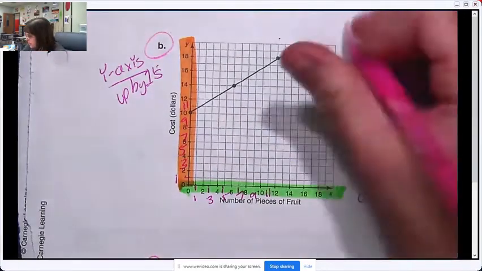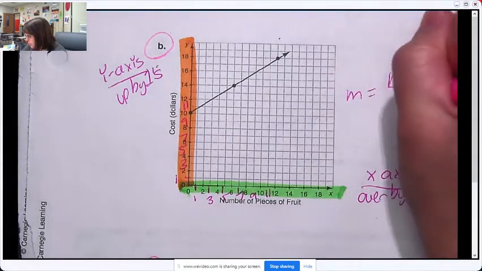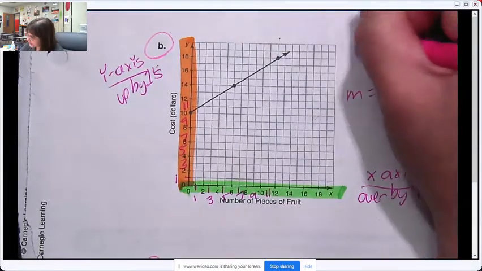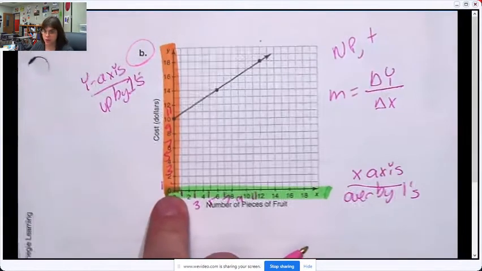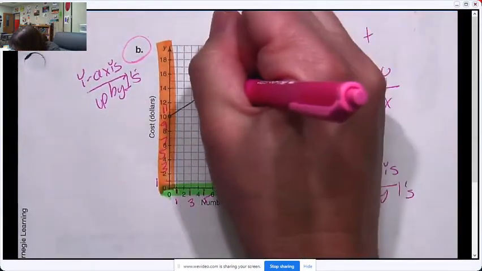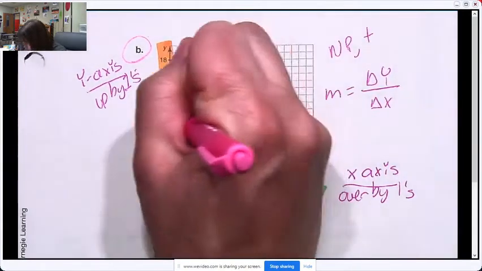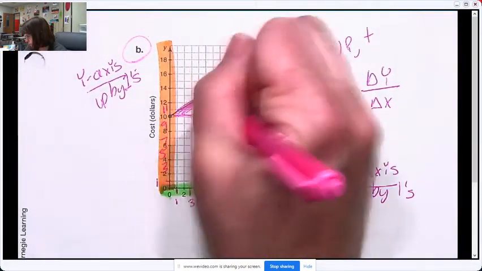All right, so same thing. It's still going to be the change in y over the change in x. I can see that it's non-proportional and it's positive because it doesn't go through 0, 0 because it's going up. Then I'm going to make my triangle. And then I'm going to shade this in.